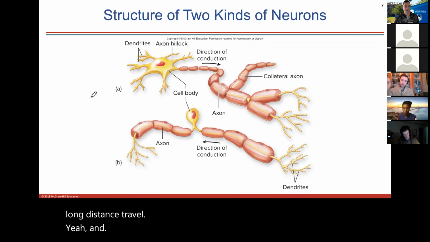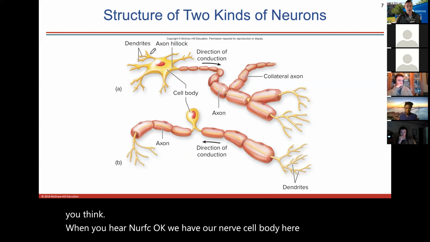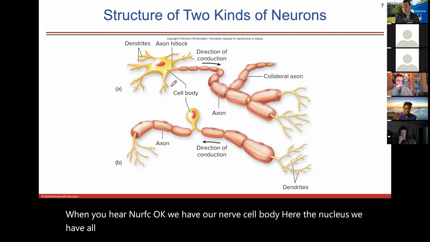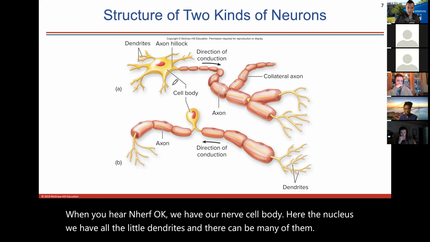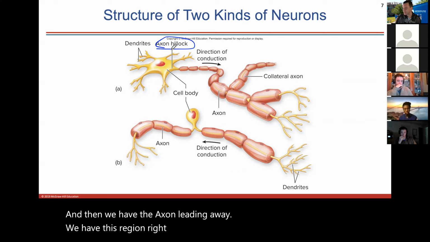And here we have a multipolar neuron, the typical neuron that you think of when you hear nerve. We have our nerve cell body here, the nucleus. We have all the little dendrites, and there can be many of them. And then we have the axon leading away. We have this region right here, it's called the axon hillock.